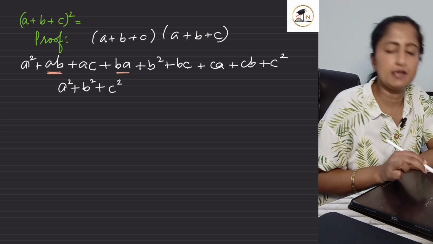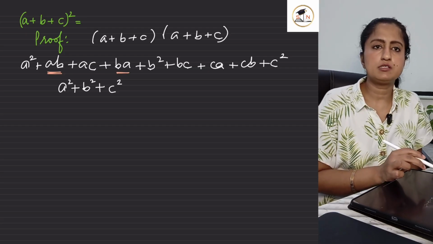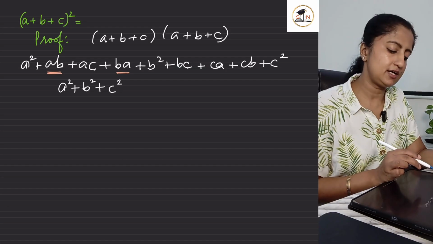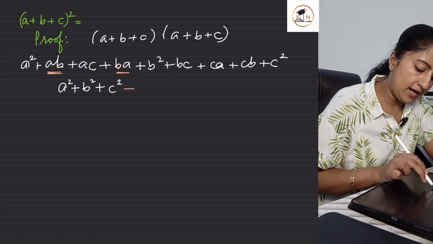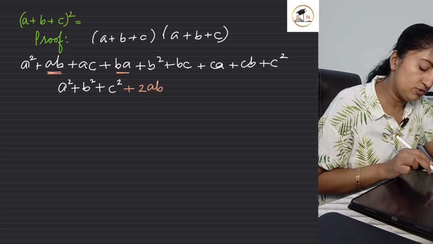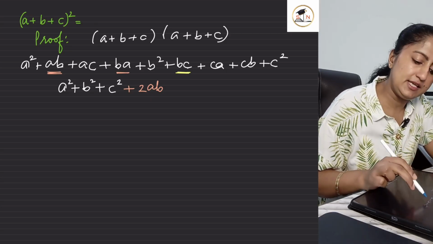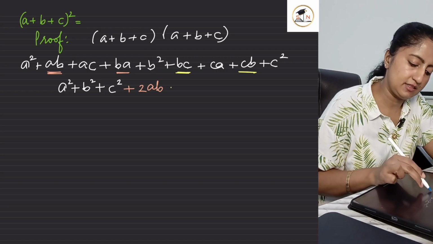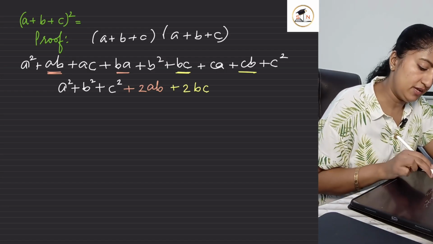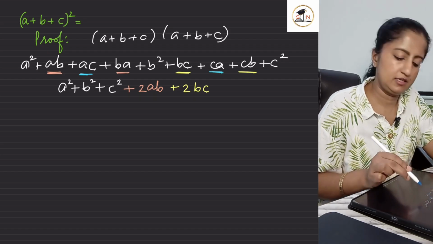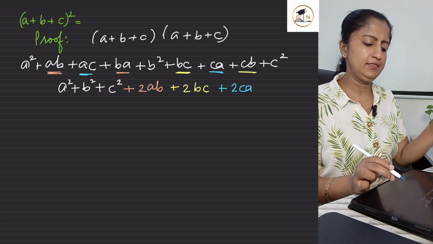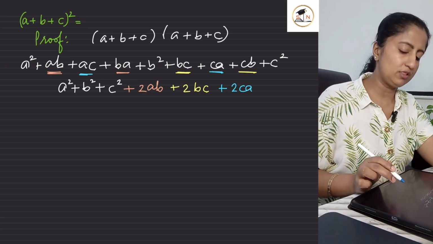Now, I will collect the like terms. AB and BA, they are like because though the order differs, in multiplication they are still the same. So upon adding them, I'll get 2AB, right? Now, I will do BC. It is BC and CB. That means they are also the same. So I'll write 2BC. And lastly, we have AC and CA. So we'll write 2CA, right? That means we have collected all the like terms.